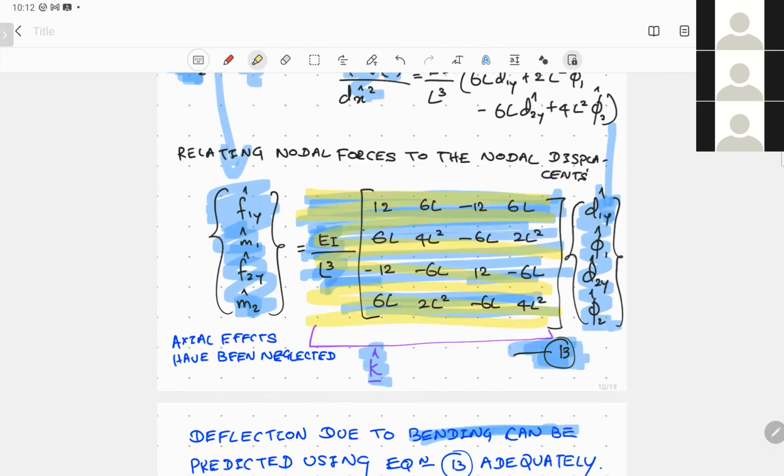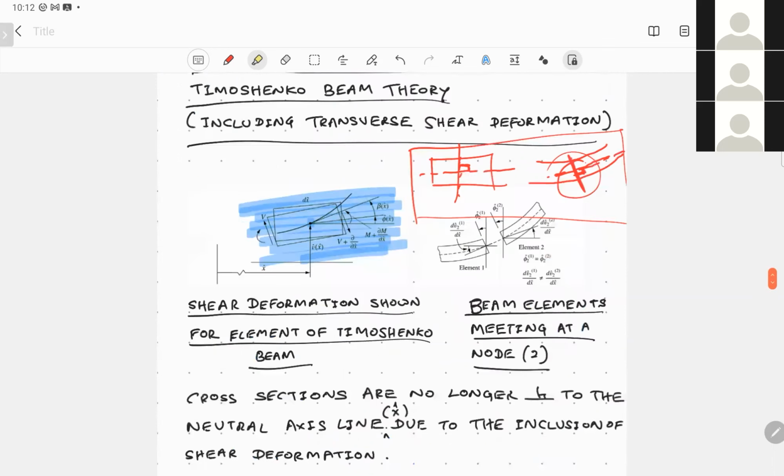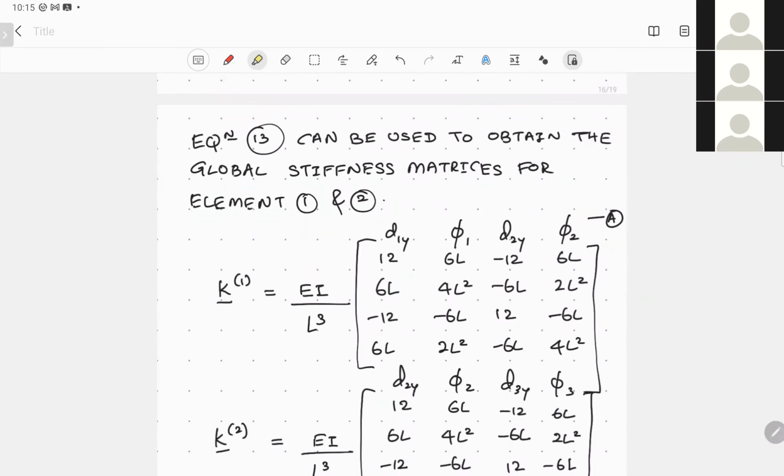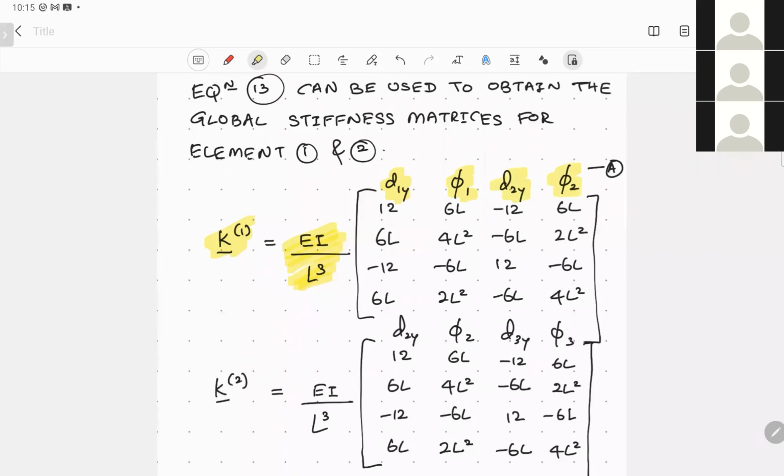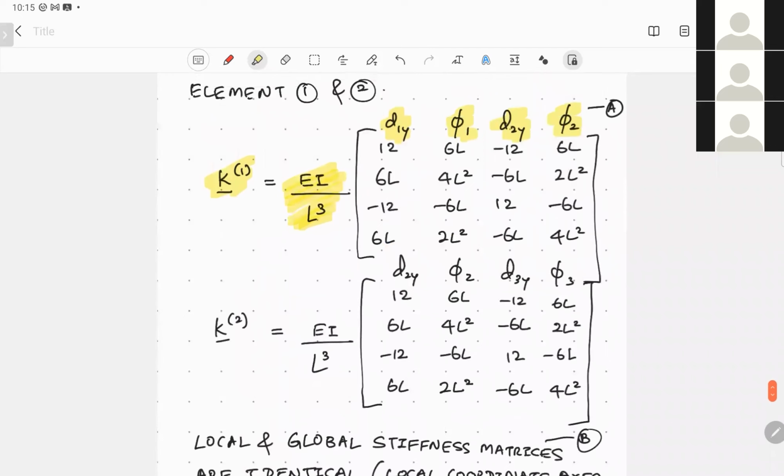So based on this, what you do is simply write down the element stiffness matrix for element 1. Of course, you know the form of the element stiffness matrix because we just derived it. And on the top, you can denote the nodal degrees of freedom. And for element 1 and element 2, if you have written, you can check that the element stiffness matrices should have this form given by equation A and equation B.